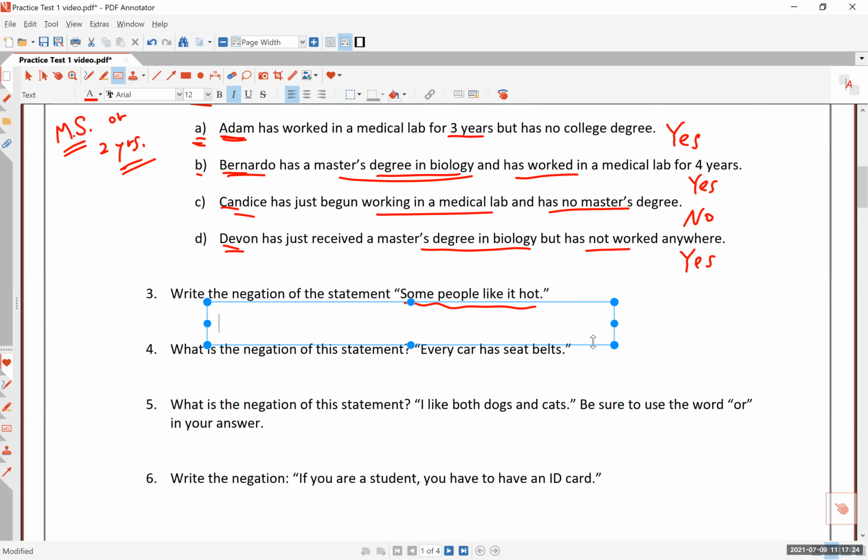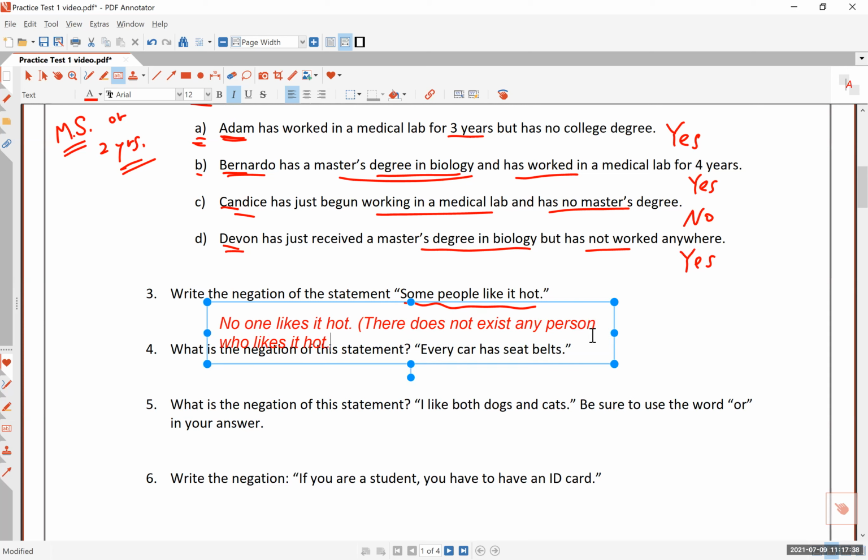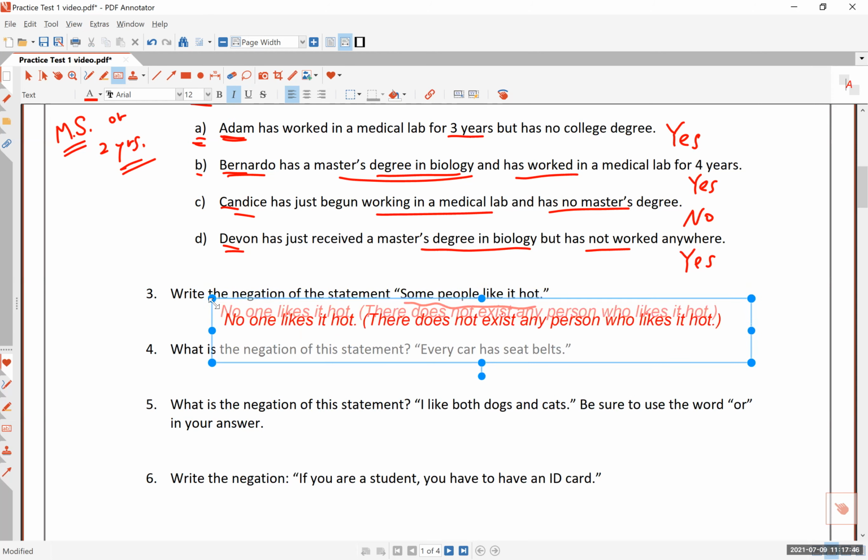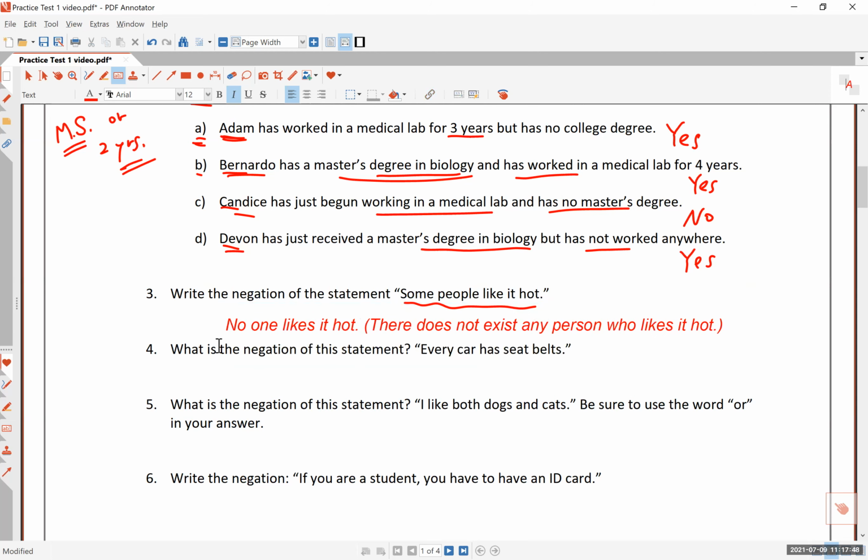So the negation will be nobody, right? No one likes it hot. Okay. So another way of saying this is there does not exist any person who likes it hot. I mean, you don't have to make it this precise. This is so precise. This almost sounds unnatural. Okay, but you don't have to say that. The first part is fine. No one likes it hot.